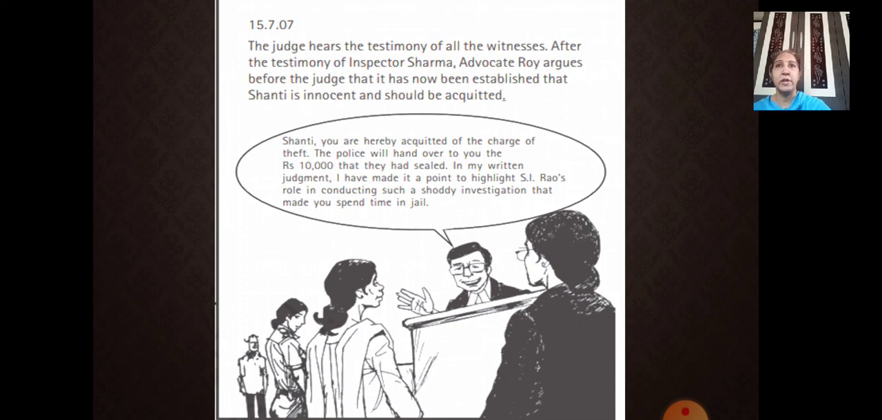In my written judgment, I have made it a point to highlight Sub-Inspector Rao's role in conducting such a shoddy investigation that made you spend time in jail. So now in this incident, children, you can see the main key players in the criminal justice system: the police, the public prosecutor, the defense lawyer, and the judge. We will be learning about the roles of each of them in the next session.